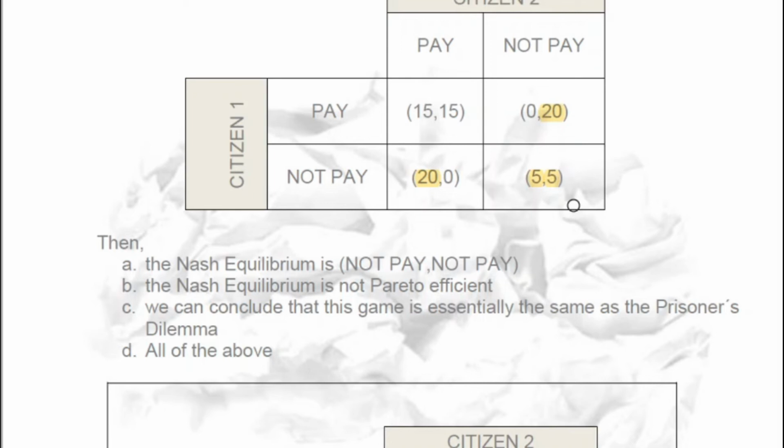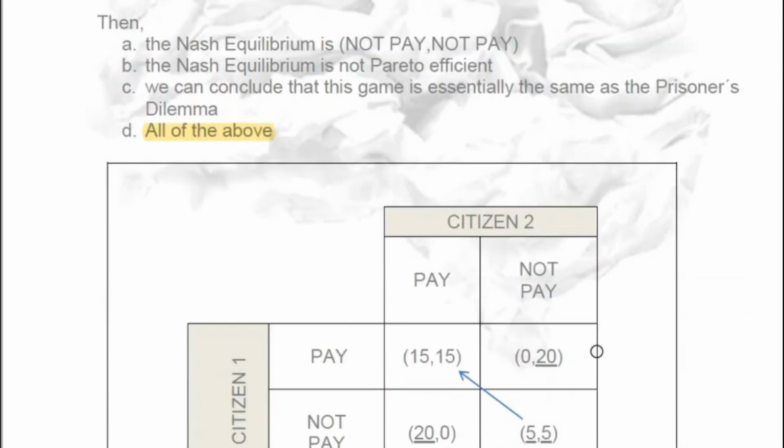And we can see that if both paid, they would be better off. So this is the situation of the prisoner's dilemma. The Nash equilibrium is not pay, not pay, correct. The Nash equilibrium is not Pareto efficient, correct. We can conclude that this game is essentially the same as the prisoner's dilemma, correct. So the answer clearly is D.